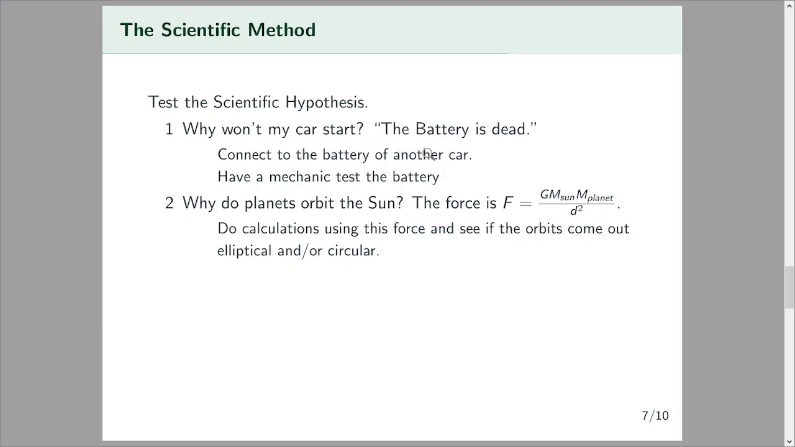If, by the way, my car still won't start and I find my battery is not dead, then I would have to go back a few steps and come up with a different hypothesis. Maybe my alternator is out. Maybe I'm out of fuel. I could try different ideas like that, right?